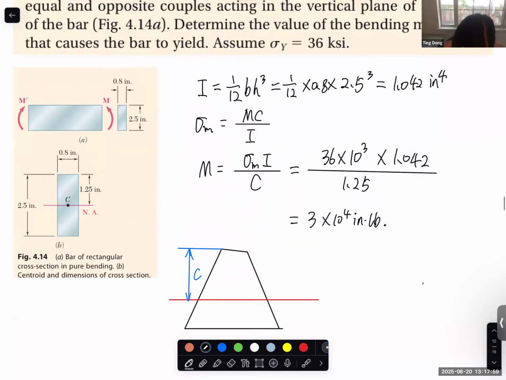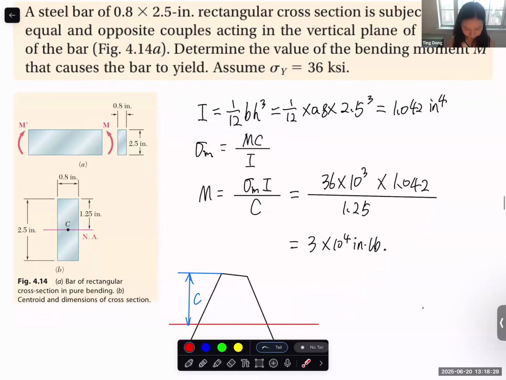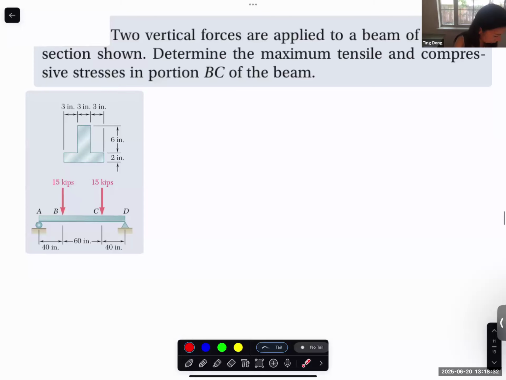This example problem is a very straightforward application of the equation sigma equals Mc over I. Some students complain that our quiz, homework and exam are more difficult than the example problems in class. Of course, the first example problem is always the easiest I could think of, because I want you to see how to apply the equation in a very straightforward way. So you do not expect that I will ask any exam question like this. Now let's see a more complicated example problem.